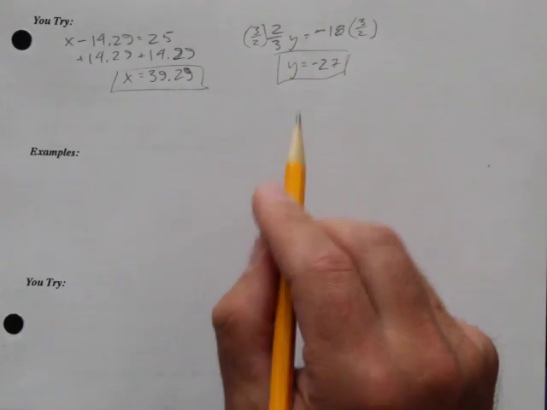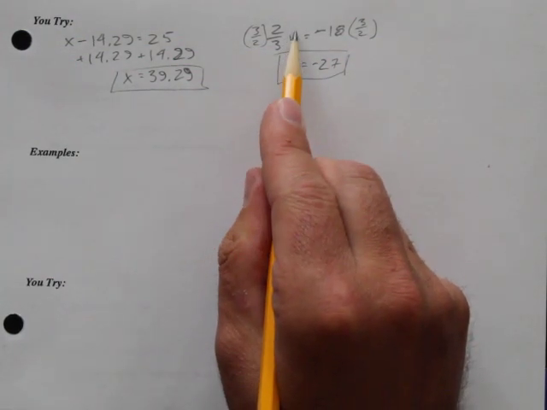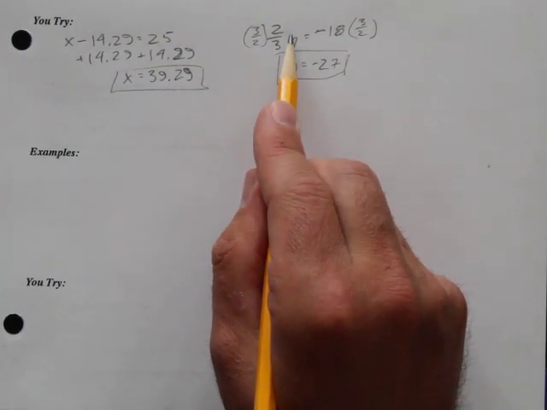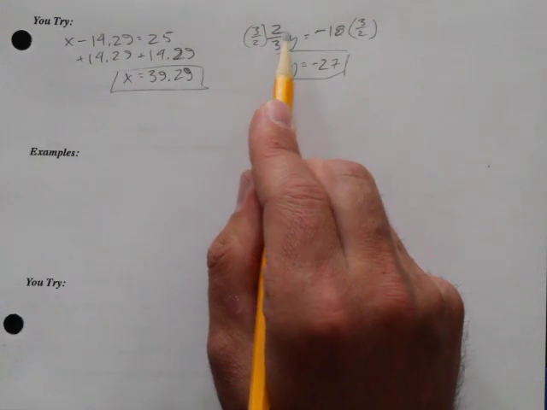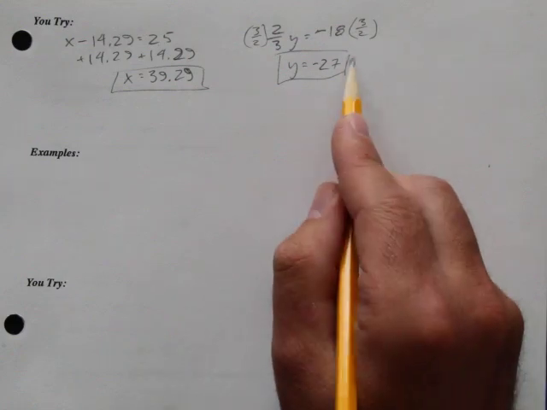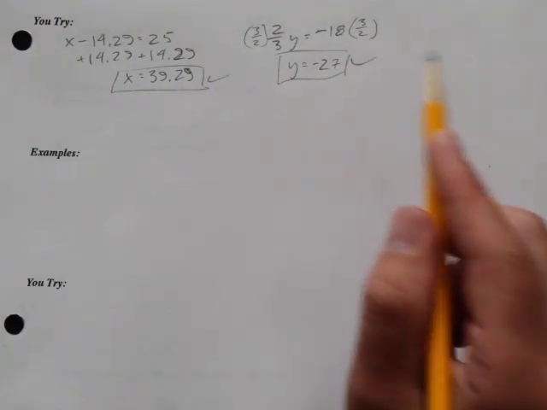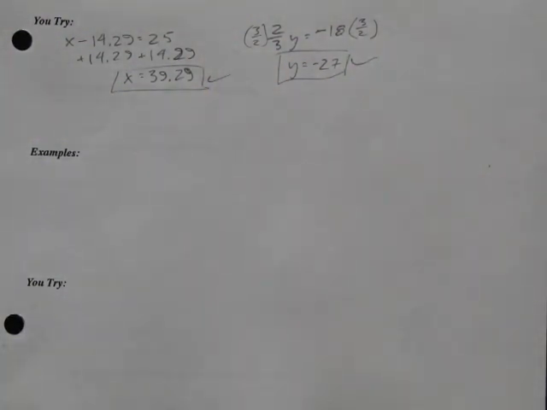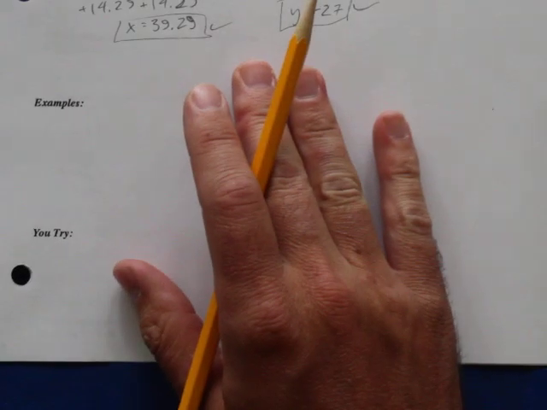Now I'm going to check this. Negative 27 divided by 3 is negative 9. Negative 9 times 2 is negative 18, which is what I originally had there. Boom, check, check, we're good. Next, we are going to do another example.